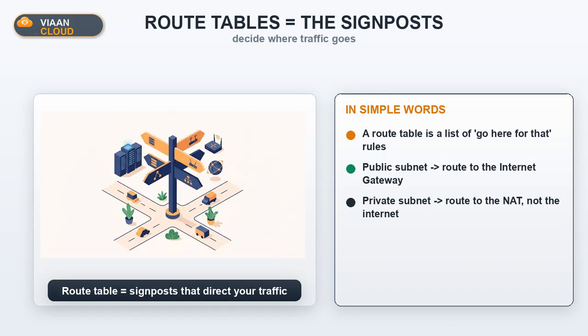Route tables. This is the piece people skip, and then nothing works. A route table is just a list of rules that says, for this destination, send traffic here. Every subnet is associated with one. The magic trick is simple. A subnet is public only because its route table sends internet-bound traffic, that's 0.0.0.0/0, meaning everywhere, to the internet gateway. A private subnet's route table does not have that line, so its traffic has nowhere public to go. Same servers, same subnets. The only real difference between public and private is one line in a route table.